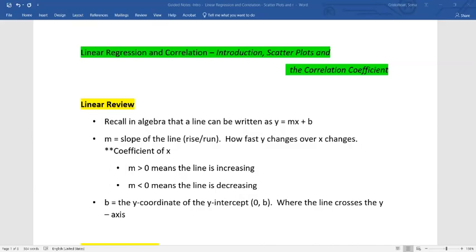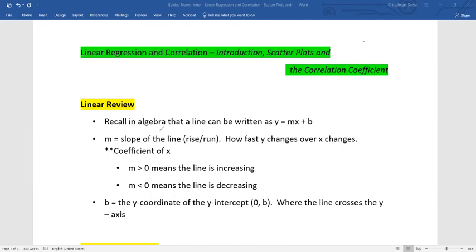Hello everyone. In this video, I will be talking about linear regression and correlation. This is an introduction and I will be covering scatter plots and the correlation coefficient. Let's start with a linear review.